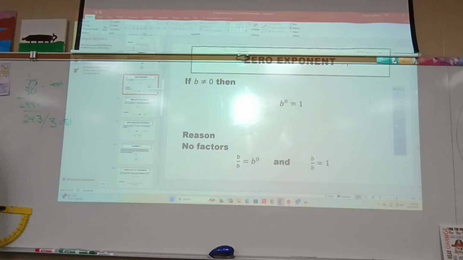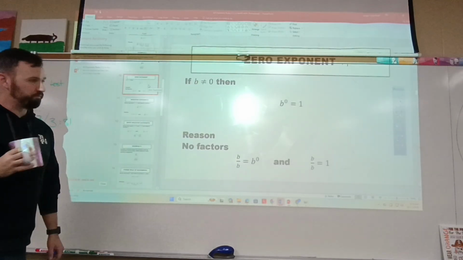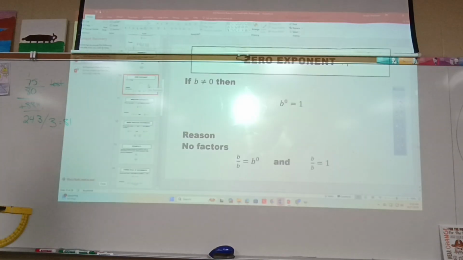What's anything to the 0 power? 1. What's 1,000 to a 0 power? 1. X, Y, Z to the 0? 1. All right.